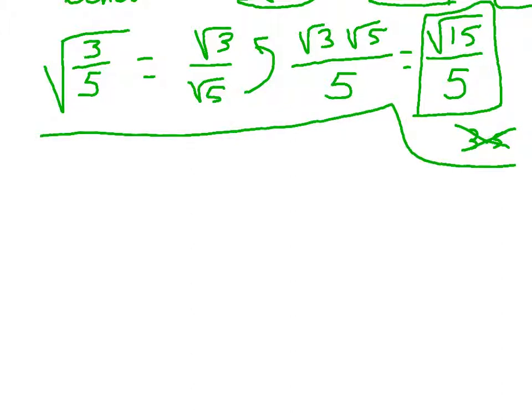All right, let me explain where this quote-unquote trick comes from. It's really not a trick. It's really something that has a lot of logic to it. It's just not super intuitive. Let's go back to an example. Let's say we have 2 over square root of 3.